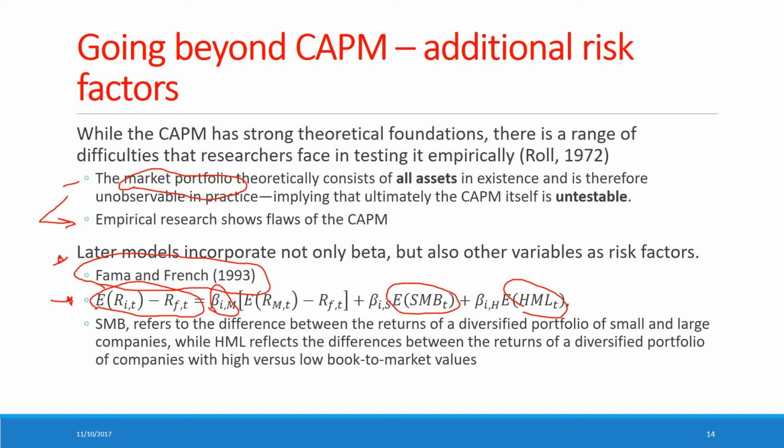What they are arguing is that besides beta, the size of the company as well as the market valuation of a company also reflect systematic risk, right? They reflect the systematic risk of the company. What they find empirically is that their model, the three-factor model, explains returns much better than the CAPM model, right?